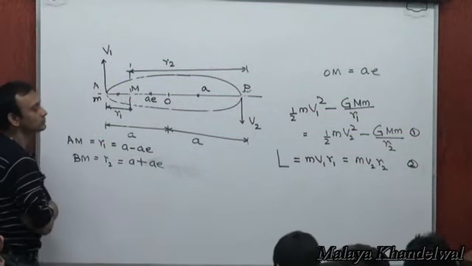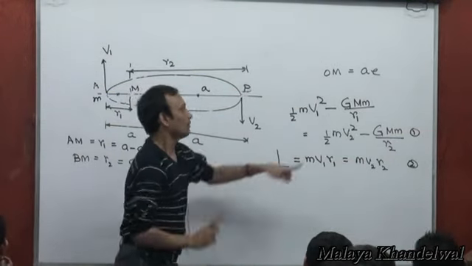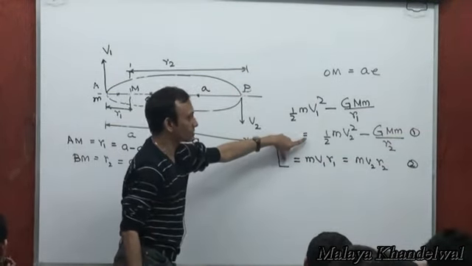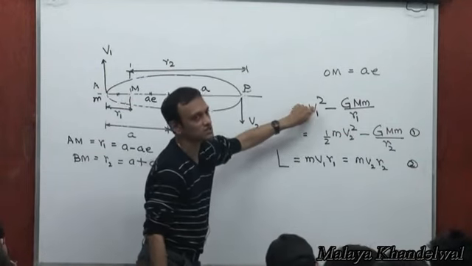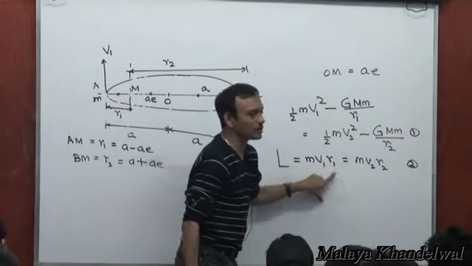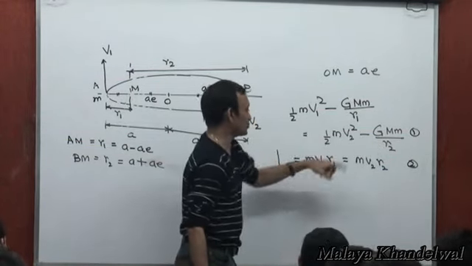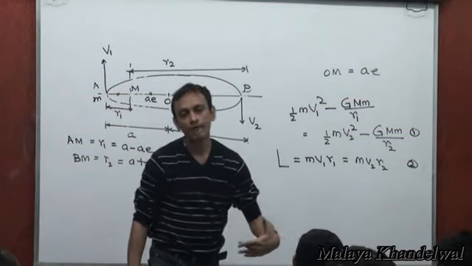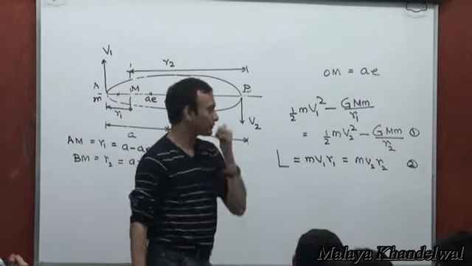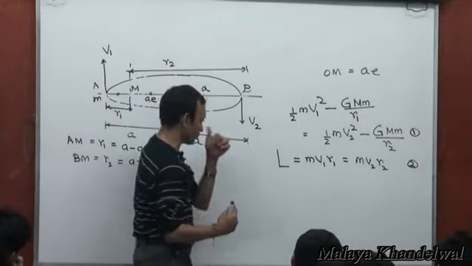Now, very clearly, you can solve these two equations for V1 and V2, the velocities at the apogee and perigee, in terms of R1 and R2, right? Use this equation and use this equation. And V1 and V2 could be solved for in terms of R1 and R2, right? Or the other thing that could be done is the following.